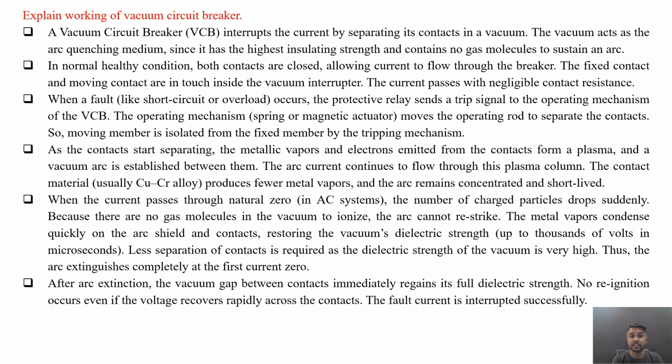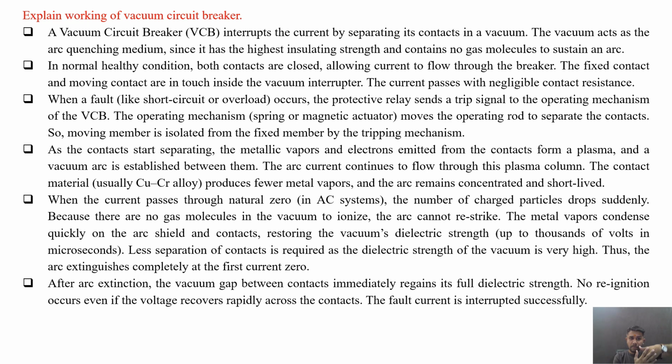Now, when a fault, that is a short circuit or overload fault, occurs, the protective relay sends a trip signal to the operating mechanism of the vacuum circuit breaker. The operating mechanism, either spring operated or magnetic actuator, moves the operating rod to separate the contacts.